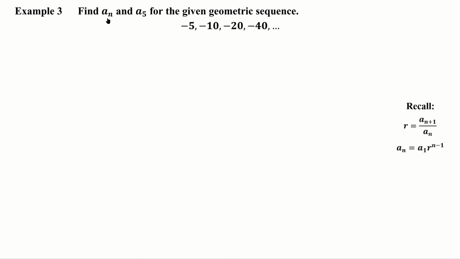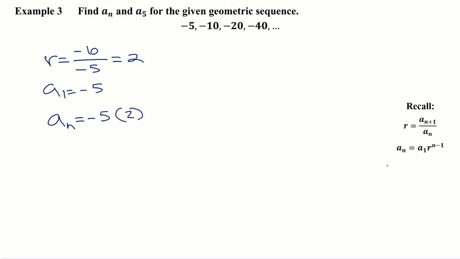All right, next we want to find the general term an and a5 for this geometric sequence, -5, -10, -20, -40, etc. The first thing we need to do is find r, so we'll use this formula. I'm just going to take any pair, the first two are just fine. I'll divide the second one, -10, by the first one, -5, and I end up with +2. So we know what r is now, and we do know the first term, that's -5. So we're ready to write the nth term. an is going to be a1, which is -5, times 2 to the power of n minus 1. So there's the general term.